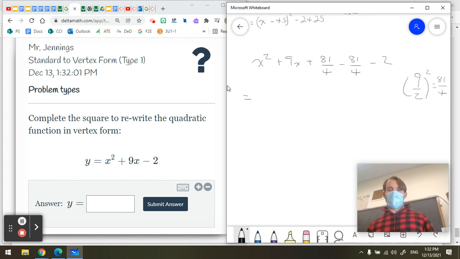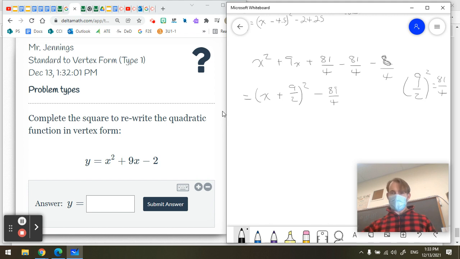Now, let's do it. This is equal to x plus 9 over 2 squared minus 81 over 4 minus 2. So minus 2 is like saying minus 8 over 4. So it's a minus 81 minus 8, so that's minus 89 over 4.